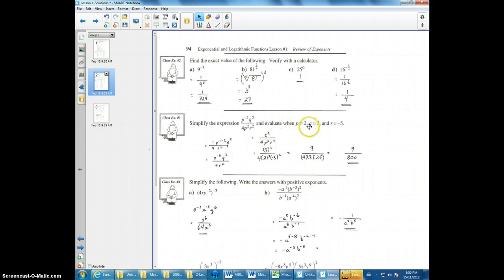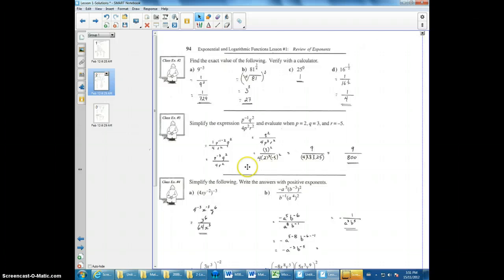And now I simply substitute in. P is 2, so I'll end up with 2 cubed in the bottom. R is negative 5, so negative 5 squared. And q is in the numerator, so that's 3 squared. 3 squared is 9. 2 cubed is 8. And negative 5 squared is negative 5 times negative 5, which is positive 25. So now I have 4 times 8 times 25 is 800, and my numerator stays as 9, so 9 over 800.